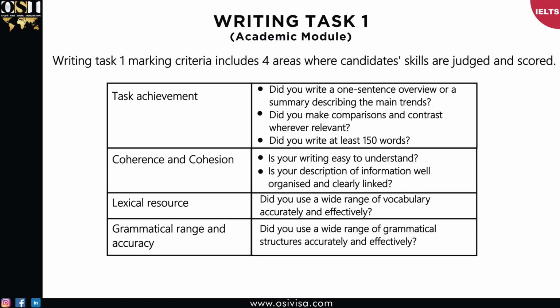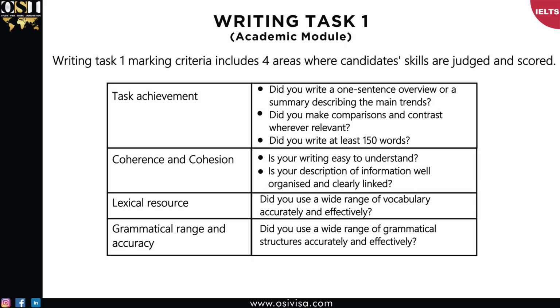So moving on to grammatical range and accuracy. Now, grammar, coherence, cohesion, and vocabulary, all those 3 things are exactly the same in writing task 2 as well. Okay. It is only the difference between task achievement and task response. Response is in writing task 2, achievement is in writing task 1. So with grammar, range, and accuracy, everyone basically knows what accuracy is. It is how accurate or how correct your grammar is.